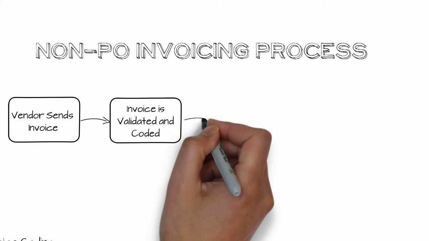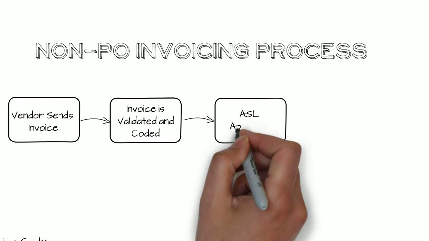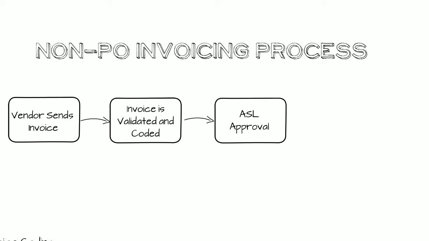Invoice is sent for ASL approval. Next, the invoice is sent via workflow for ASL approval. The approver will receive a notice and the invoice through SAP workflow. It is important that the approver reviews the notice and performs the approval in a timely manner.